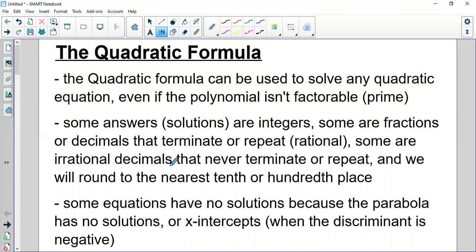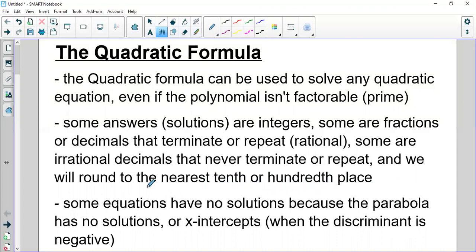Some of our answers, if we can't factor, if we have a prime polynomial, are going to be irrational decimals. Those are decimals that never terminate, never repeat. They go on and on forever. These are going to come from radicals that are not perfect squares, square root of 70, for instance. If we get those decimals, we're going to round to either the tenths place or the hundredths place. It all depends on what the directions say. Sometimes they'll ask you the tenth, sometimes they'll ask you the hundredth.